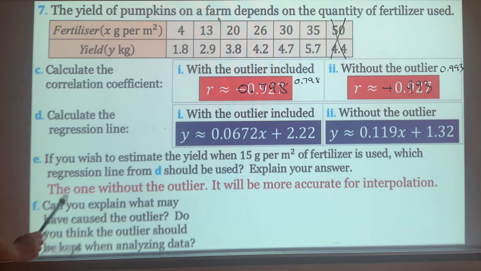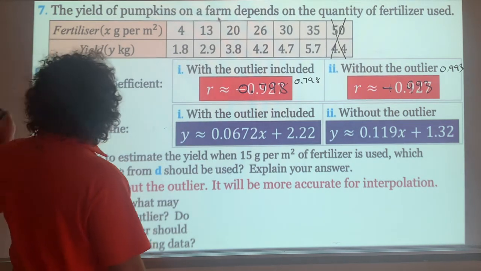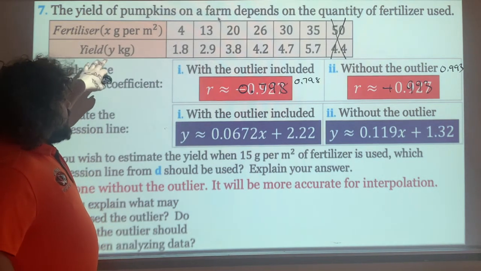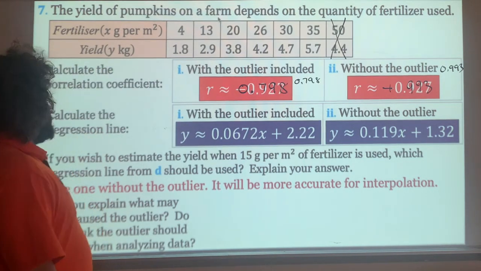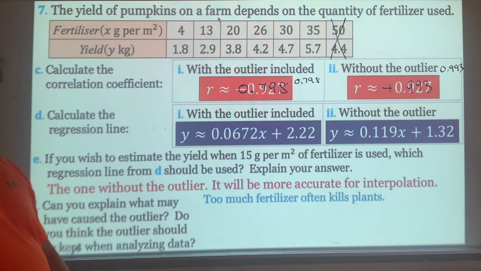Can you explain what may have caused that outlier? And do you think the outlier should be kept? Analyzing the data, what do you think caused that? The outlier was caused when we went all the way to the right. When we used a bunch of fertilizer, it stopped yielding the pumpkins. So we're going to say too much fertilizer often kills plants. Once you start hitting it with a certain amount of fertilizer, you're going to start killing your pumpkins. So that's going to ruin our data.